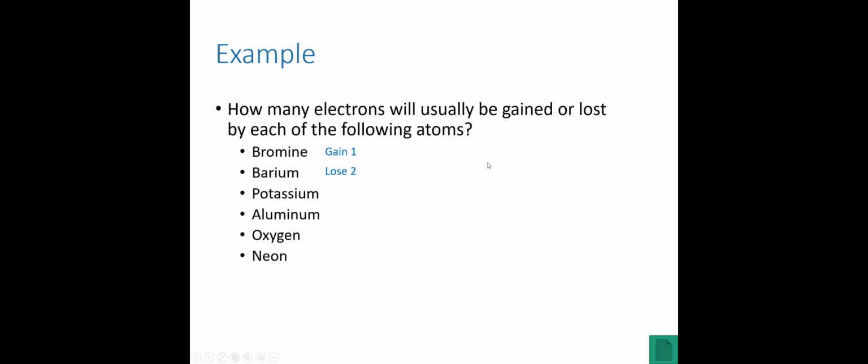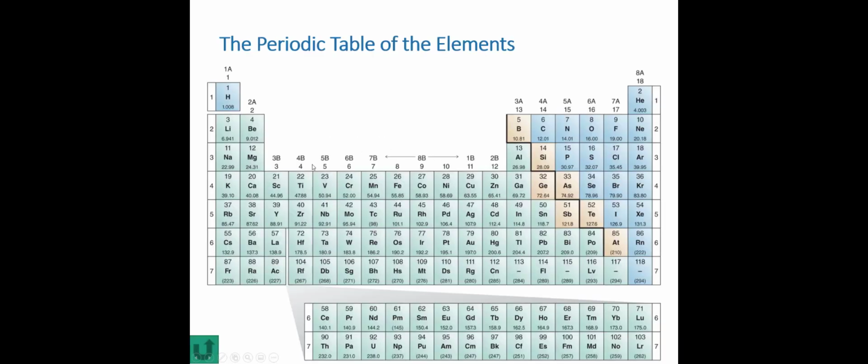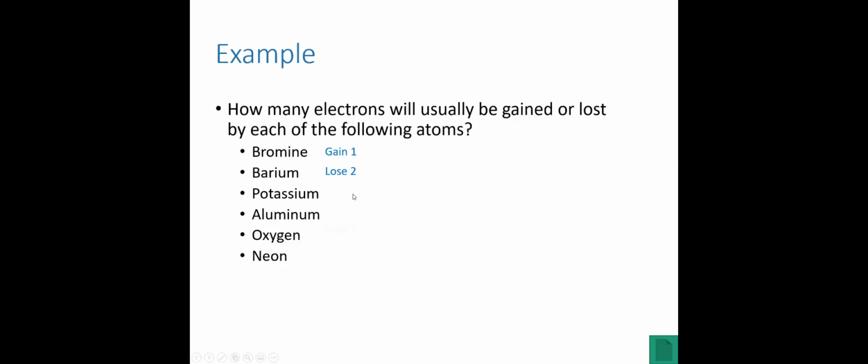Okay, let's continue. Potassium is a metal. It's in group 1A. It's a metal, so it's going to lose valence electrons. If it's in group 1A, it has only 1 valence electron, so it will lose 1.